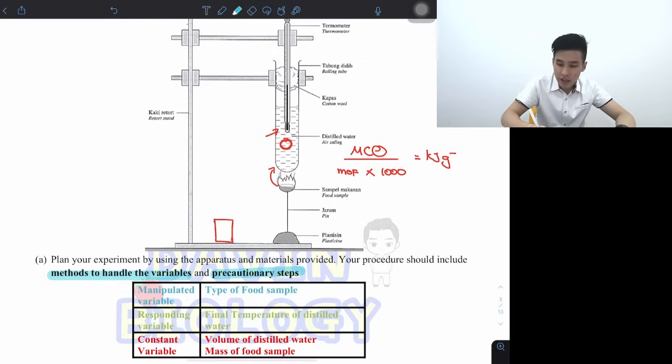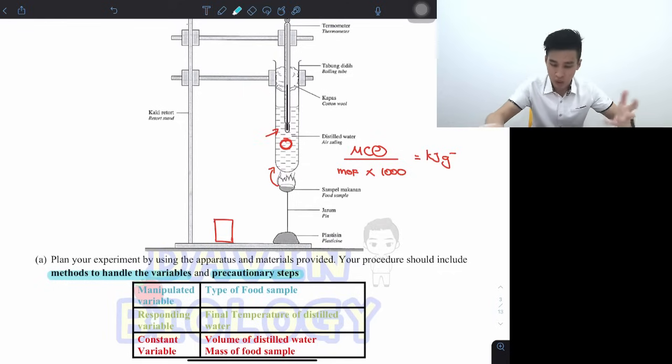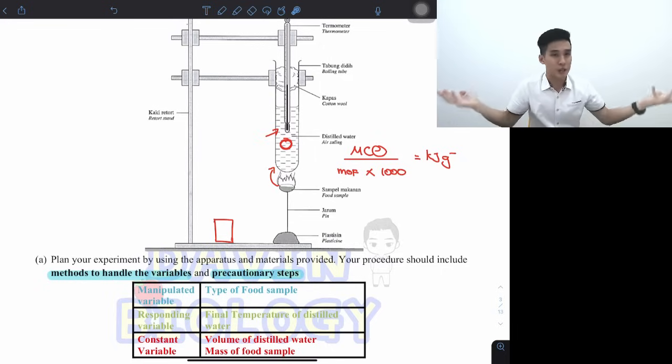Now before you do any experiment, you also must know the variables beforehand, which is why? Because so that you know what you're doing. Basically, you know what the experiment is about, right? At least you have a direction. So as you can see, a manipulated variable will be type of food sample. So you want to test different food, what kind of and how much energy.